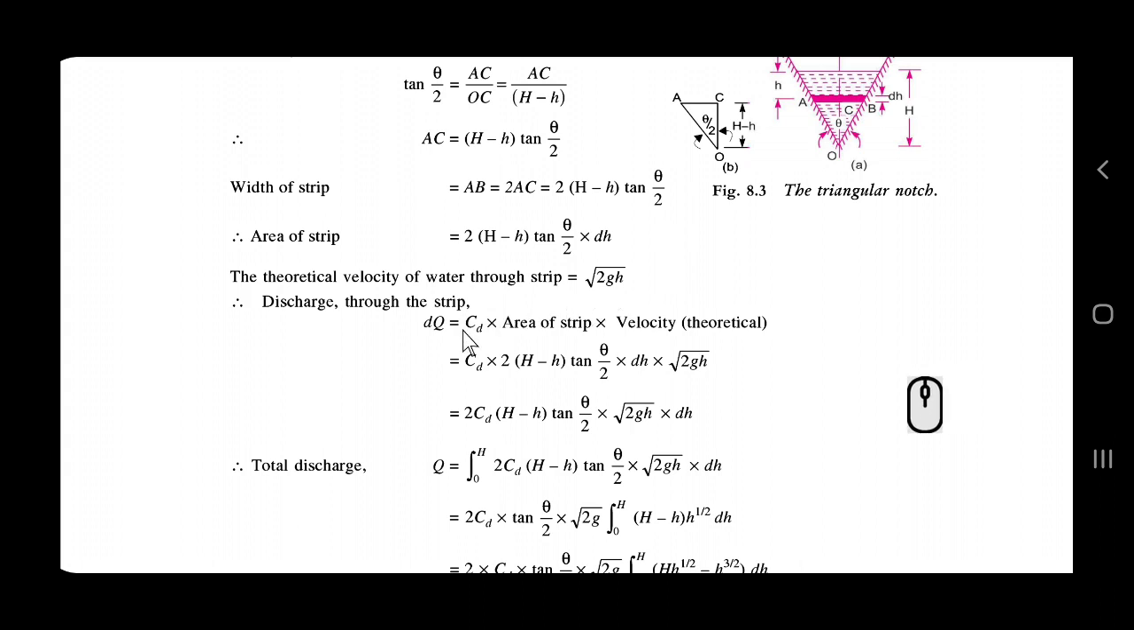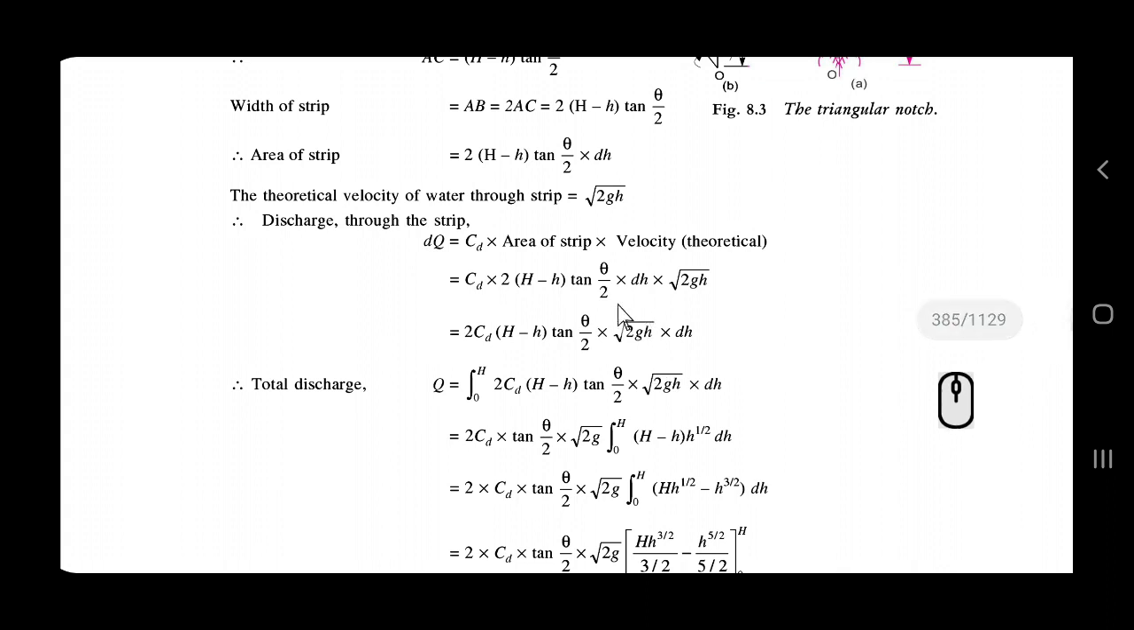So elementary discharge dQ is equal to Cd into area of strip into velocity, that is equal to Cd into 2 into (H minus h) tan theta by 2 into dh into root 2gh, that is the theoretical velocity. So we will get, just combining some terms, 2 Cd (H minus h) tan theta by 2 root 2gh dh. In this root 2gh, root 2g is constant but root h is not constant, that is h raised to half. So that we have to integrate.